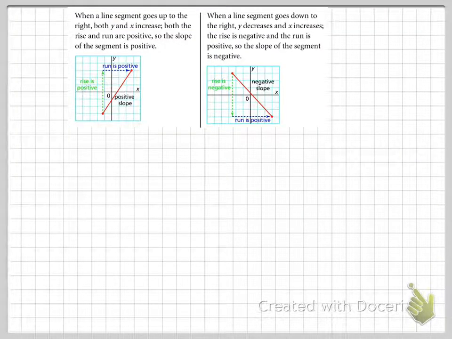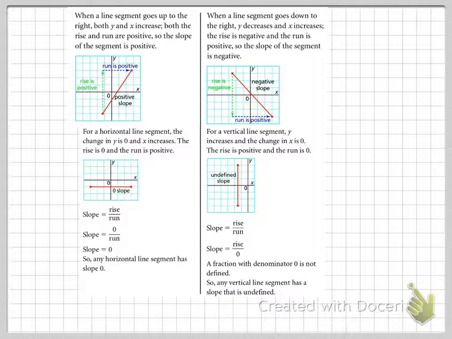When a line segment goes up to the right, both y and x are increasing. Both the rise and the run are positive, so the slope is positive. When the line segment goes down to the right, y decreases and x increases. The rise is negative, the run is positive, so the slope is negative.